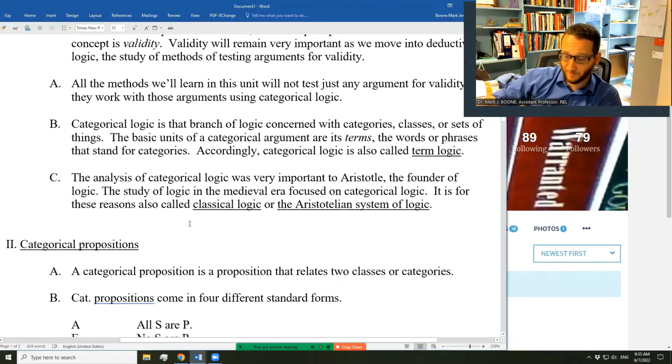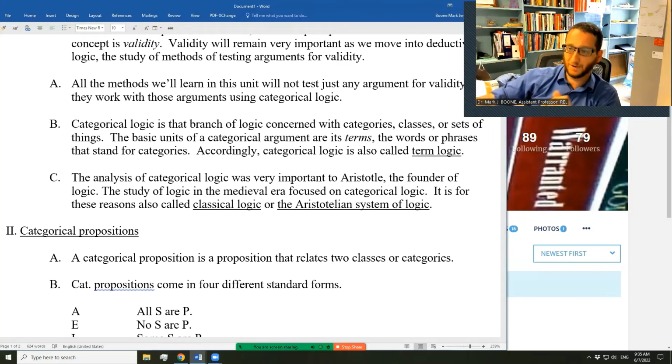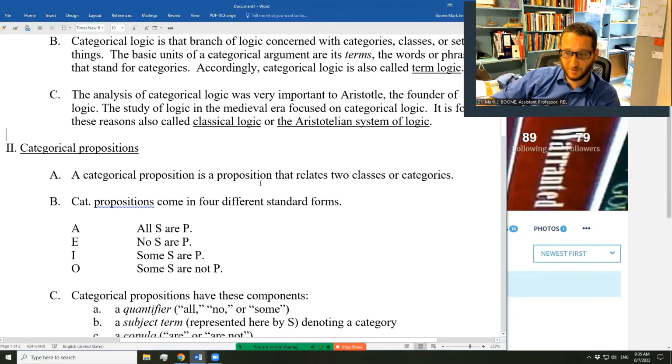The name doesn't matter at all. They're all just different names for the same thing. I prefer the name categorical logic, but it really doesn't matter. What we're interested in understanding first is categorical propositions. Now, a categorical proposition is a proposition that relates to classes or categories.